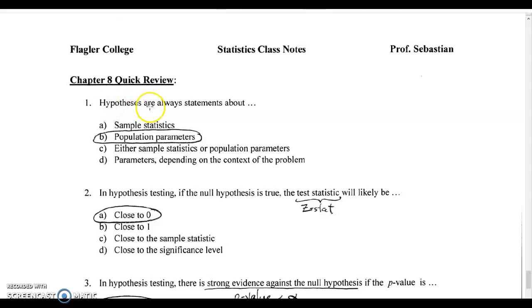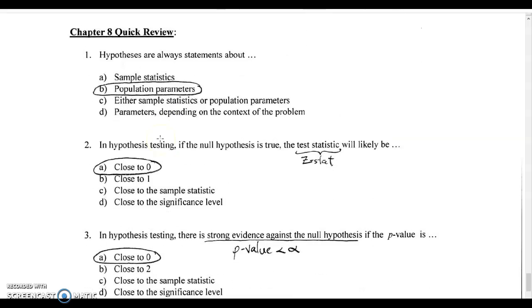First of all, hypotheses are always statements about population parameters, right? They're not statements about sample statistics. It's always p equals p naught for the null, and p is not equal to, p is less than, or p is greater than p naught for the alternative. So they're statements about population parameters.